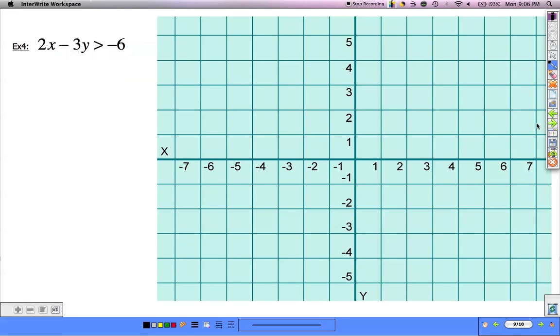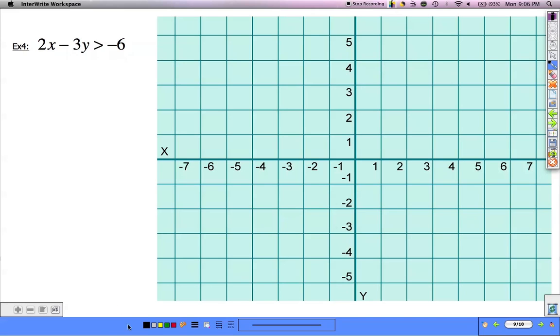On your sheet, this is example 4. What I'd like for you to do is to pause the video and try the example on your own. After you're done, then go back and see if you got it correct. And if you made a mistake, correct your mistake and then go back and watch the rest of the video. Try not to just watch it all and let me do all the work for you.